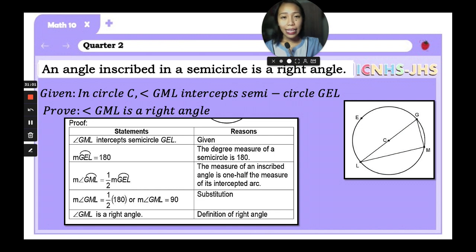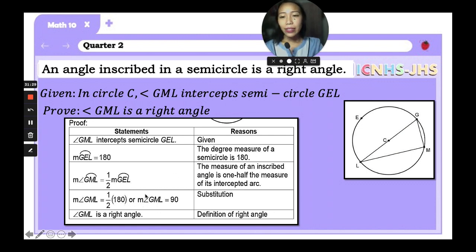We can state that its measure is half of the measure of our arc GEL, because it is the intercepted arc of our inscribed angle GML. The reason for that: the measure of an inscribed angle is half the measure of its intercepted arc.